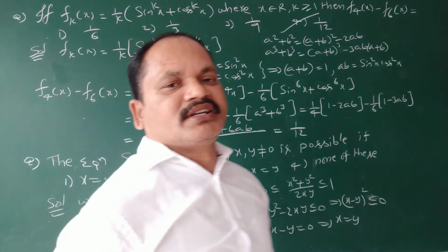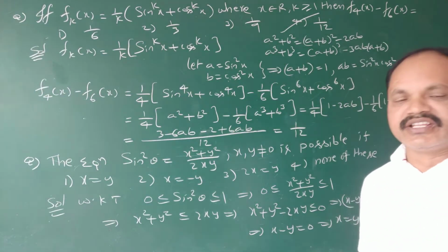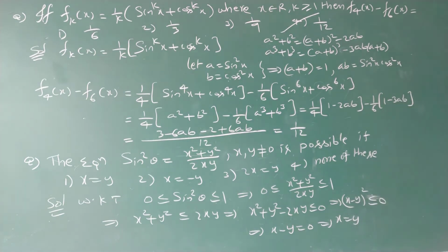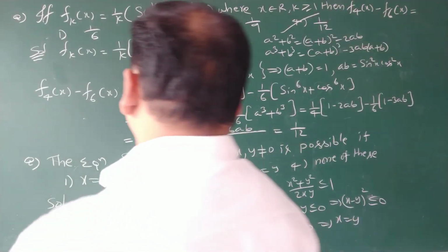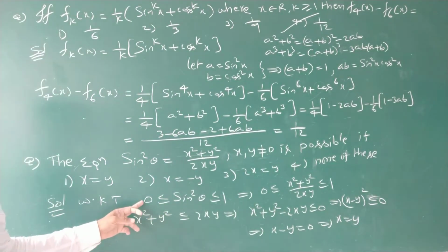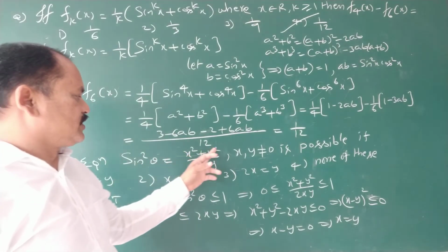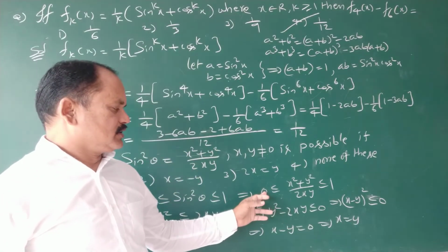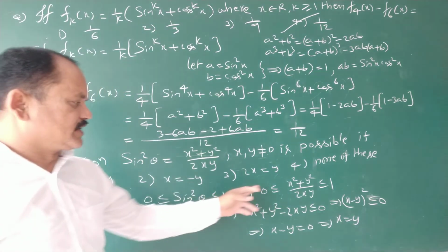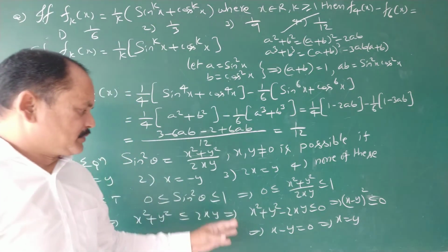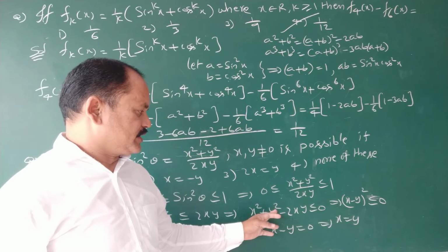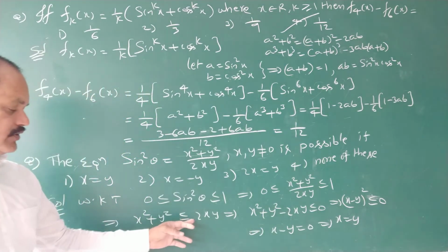Actually we know that sin square theta lies within the interval 0 to 1. So sin square theta lies in the interval of 0 to 1. That's why 0 less than or equal to sin square theta less than or equal to 1. So in place of sin square theta, input x square plus y square by 2xy. After cross multiplication, x square plus y square less than or equal to 2xy.